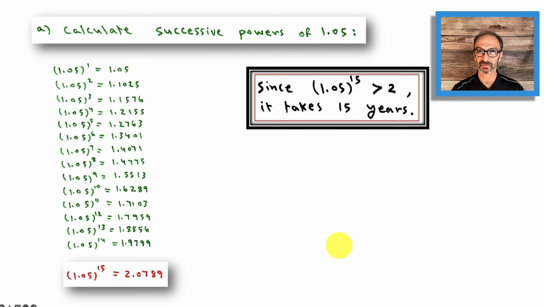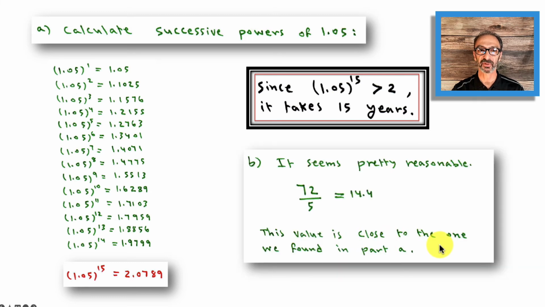So the whole concept of this problem or this video is part B. 72 divided by 5, as the rule of 72 says. You divide 72 by the interest rate. I have 14.4. That's a good approximation.